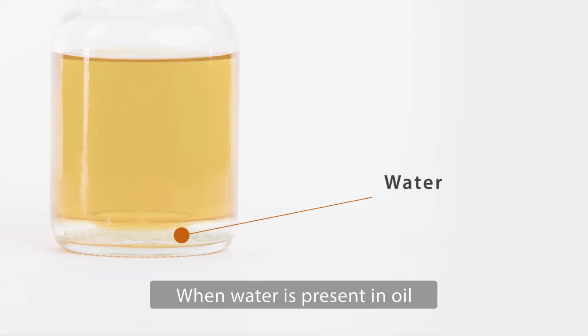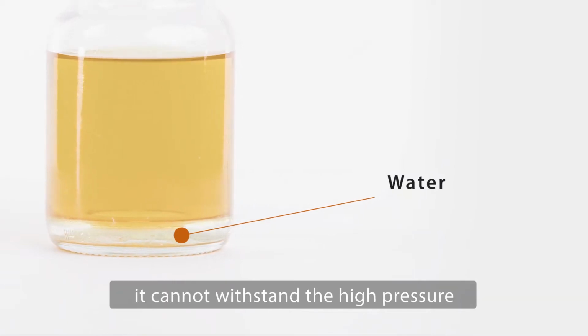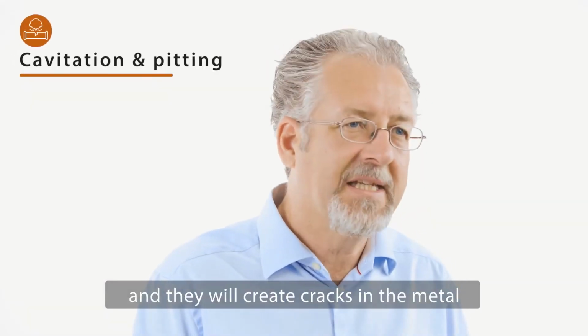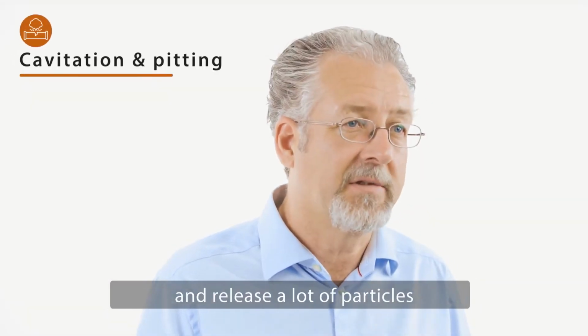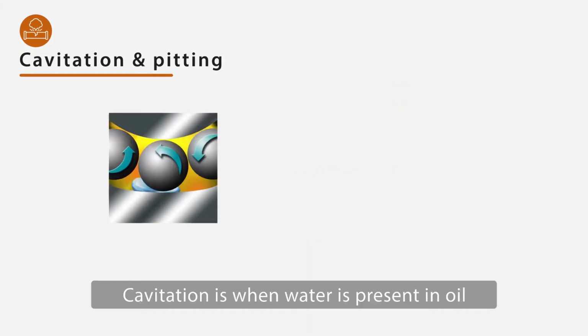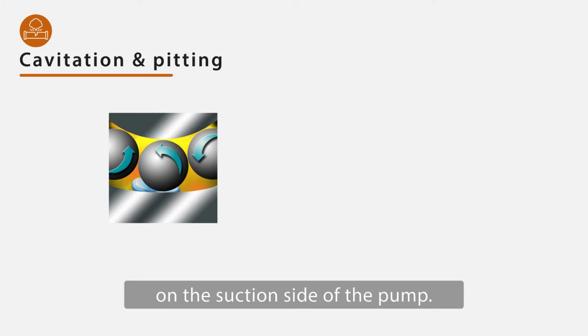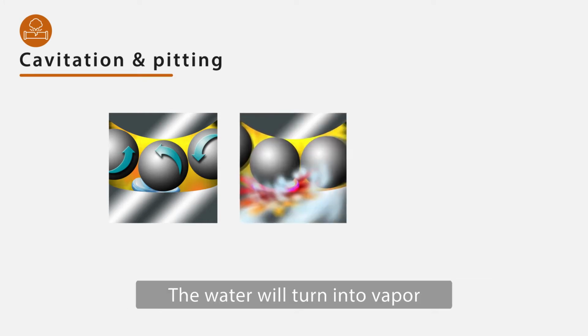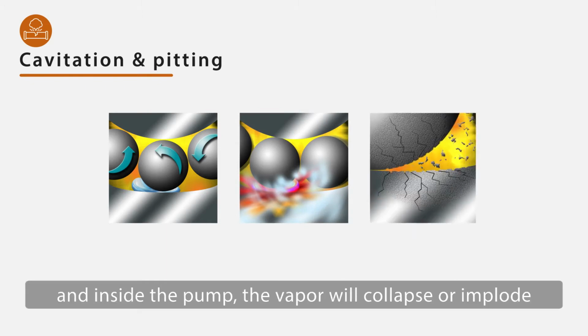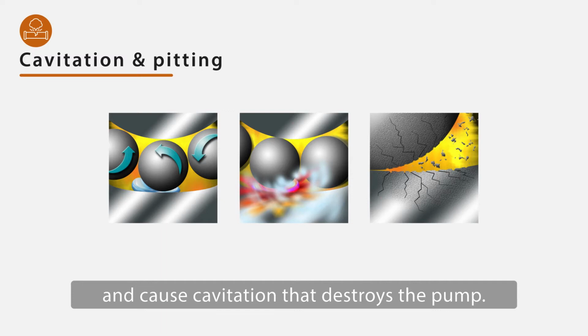When water is present in oil, it cannot withstand the high pressure, so the water droplets will collapse or implode, and they will create cracks in the metal and release a lot of particles. Cavitation is when water is present in oil on the suction side of a pump. The water will turn into vapor, and inside the pump the vapor will collapse or implode and causes cavitation that destroys the pump.